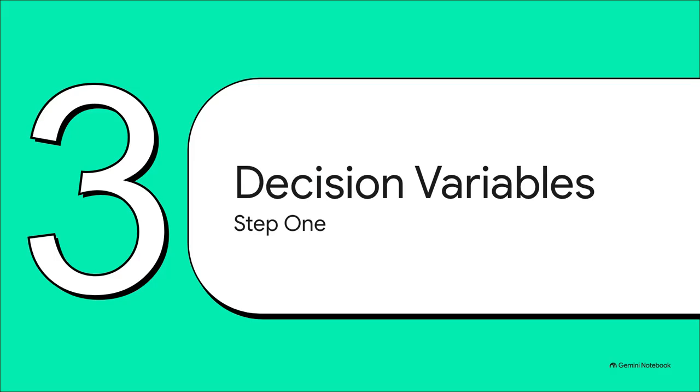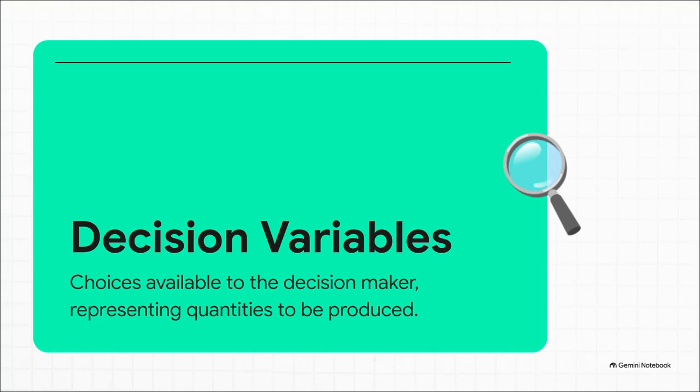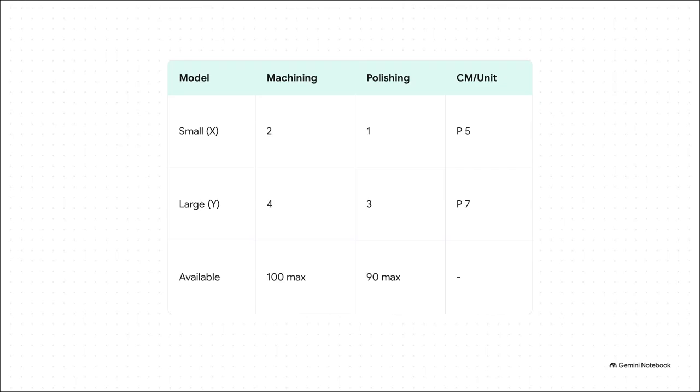Okay, section 3, step 1, decision variables. Every single linear programming problem starts by figuring out what you actually have the power to change. Decision variables are exactly that, the choices available to the decision maker. In a manufacturing context, this almost always represents the physical quantities of the products you're deciding to produce. Because think about it, you can't optimize a production line if you don't mathematically define what's actually coming off that line.